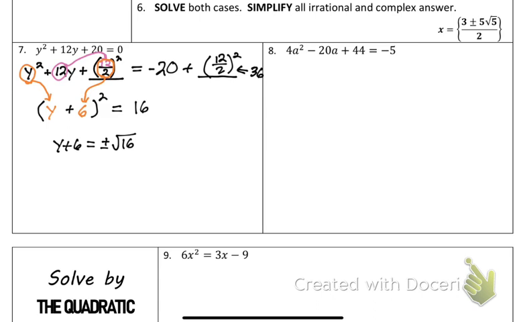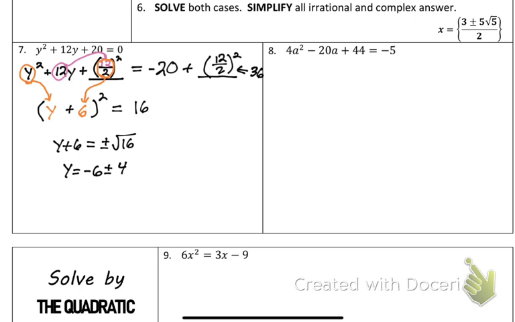Now we're going to subtract 6 from both sides because I do have a y plus 6. I do want to isolate that y. I will have y equals negative 6 plus or minus the square root of 16, which is 4. Where did the square go on the y plus 6? I took the square root of both sides.